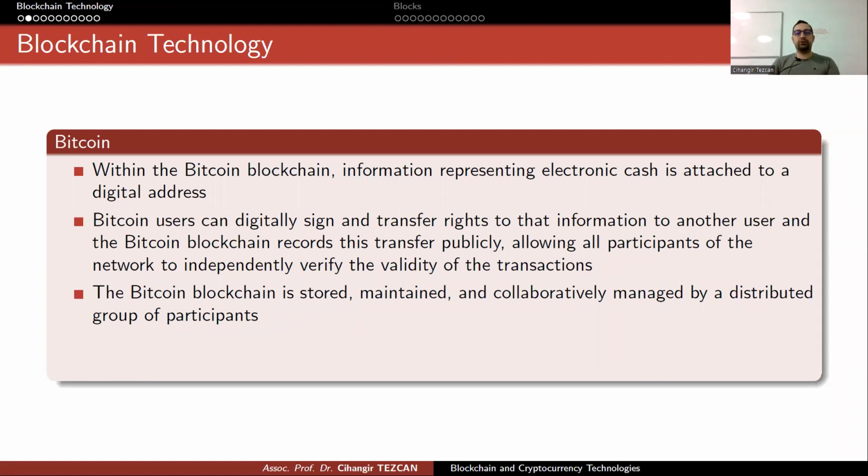The Bitcoin blockchain is stored, maintained, and collaboratively managed by a distributed group of participants. So this is valid, of course, for every cryptocurrency. So this is what we call a network. People create a network like BitTorrent, and they try to synchronize the ledger they have. Okay, but of course this is also strange, since Bitcoin has been very famous for the last 10 years.